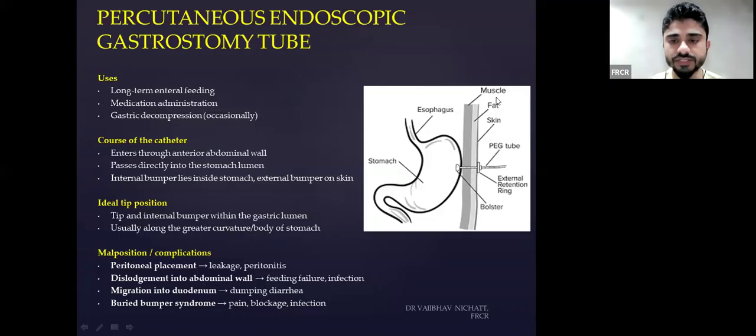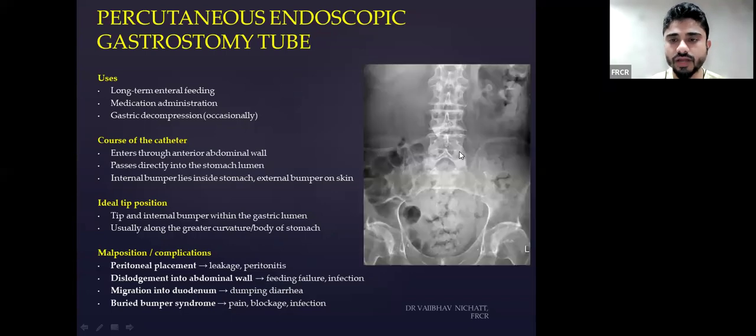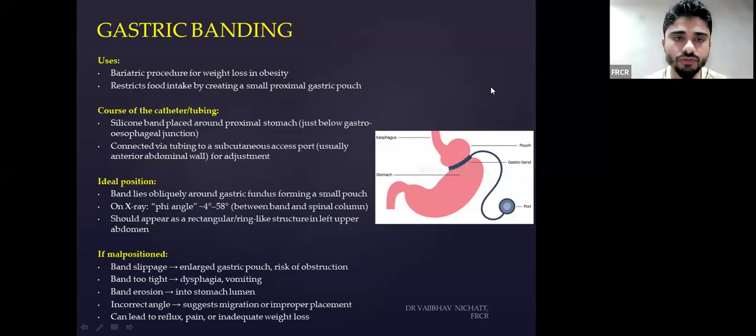This is the schematic representation of the percutaneous endoscopic gastrostomy tube, and this is how it will appear on the radiograph. This is the X-ray location of the stomach. You can see the bulb of the gastrostomy feeding tube over here, and this is the outer lumen of the gastrostomy feeding tube. Now coming to gastric banding.